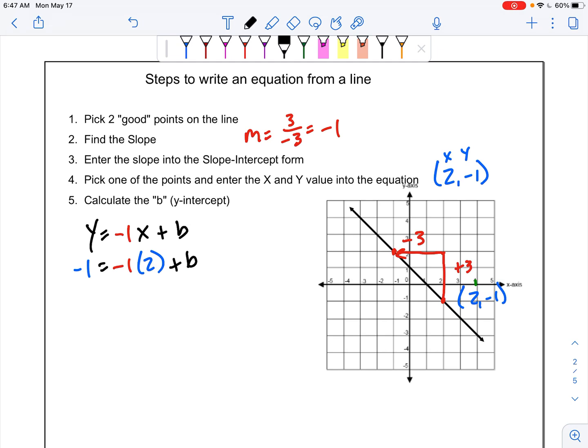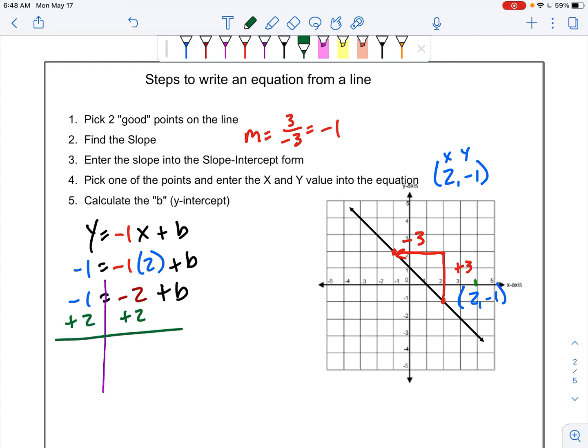And then I'm just going to do the math. So I have -1 is equal to, well, -1 times 2 is -2. And then I have my plus b. So now I need to solve for b. So I'm thinking to myself, what plus -2 gives me -1. So I'm just going to do some inverse here. I'm going to add the 2 to both sides. And if I'm at -1 and I add 2, I am at 1. So 1 equals my b.